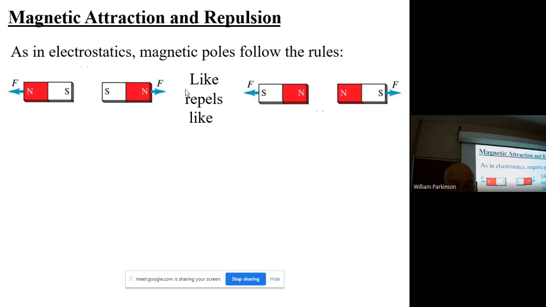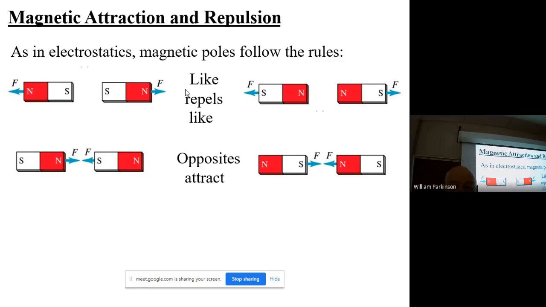Now, of course, if I put norths near souths or souths near norths, I'm going to have attractive force. Notice my arrows are, instead of pointing outward, pulling inward. Just like we saw, if I put a plus and a minus, I have attractive force between the opposite sides of the magnet.